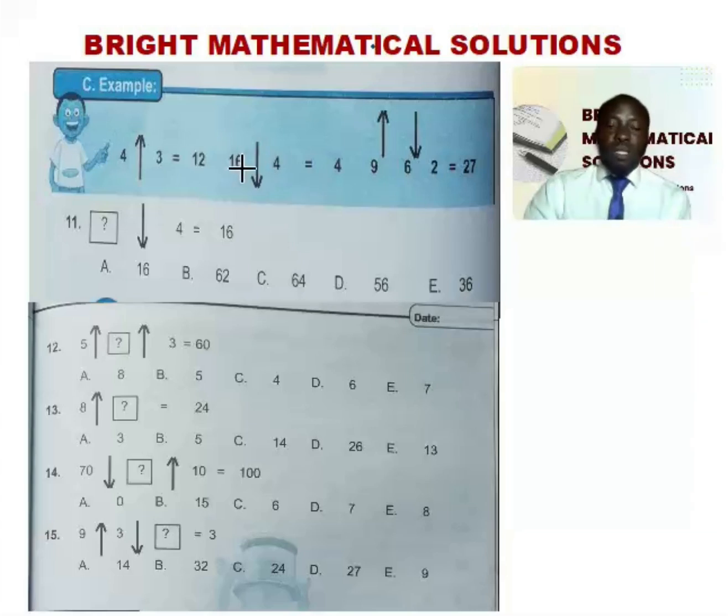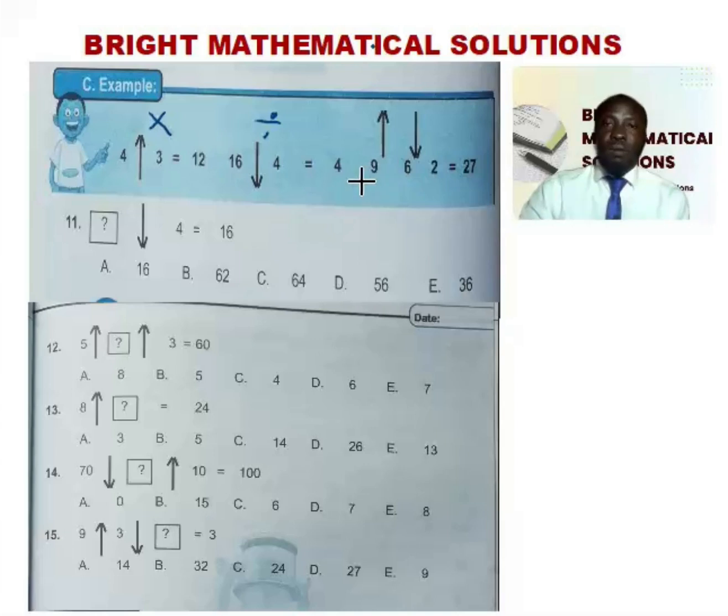We have 16, an arrow that is going down, and 4. They said equals 4. So the arrow that faces down, you can say 16 divided by 4 equals 4. That could be true as well. So this is division. This is multiplication.